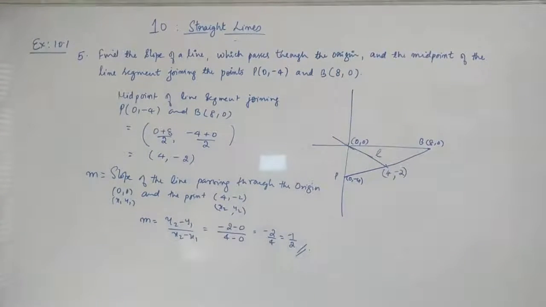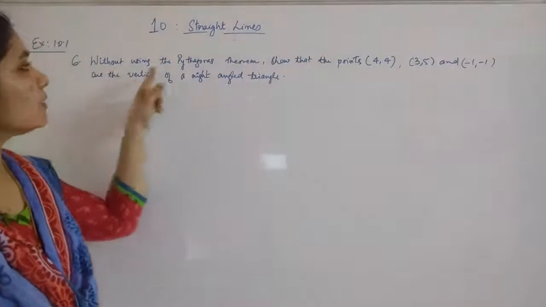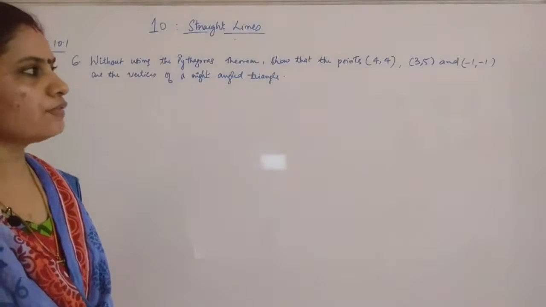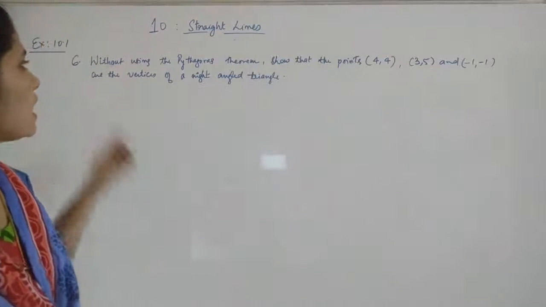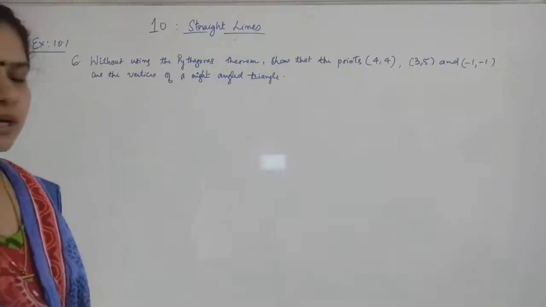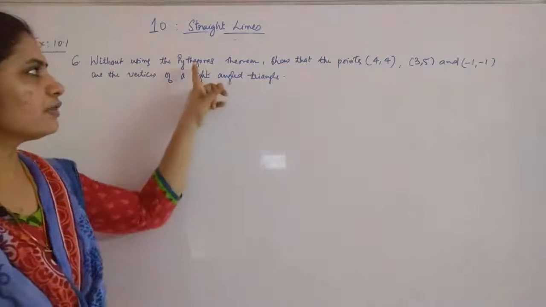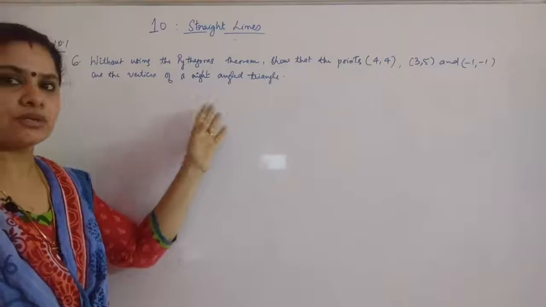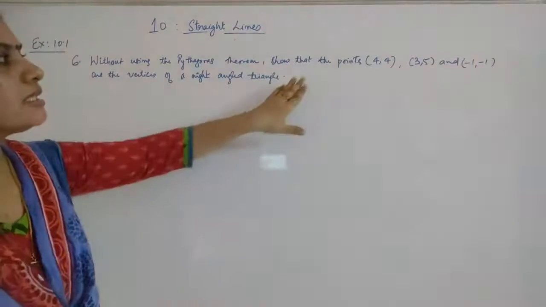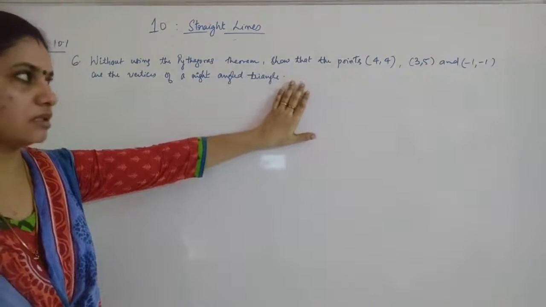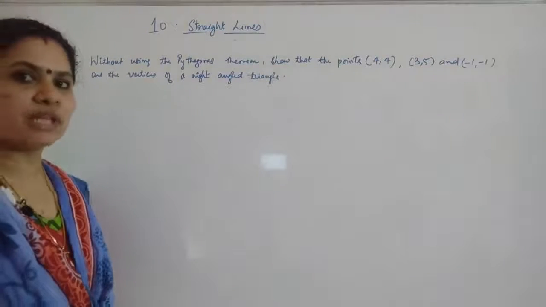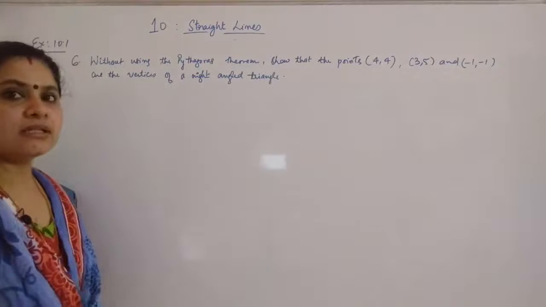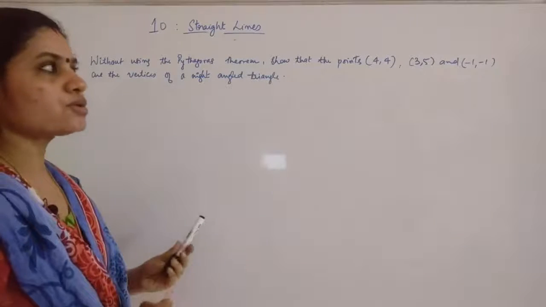Okay. Question number 6 is: without using the Pythagoras theorem, show that the points (4, 4), (3, 5) and (-1, -1) are the vertices of a right angled triangle. If it was the Pythagoras theorem, you could have used base square plus altitude square is equal to hypotenuse square. But here we need to use the slope method, that is, finding out the slope of each line formed by the 3 points and then finding the relation connecting any 2 slopes of the lines.